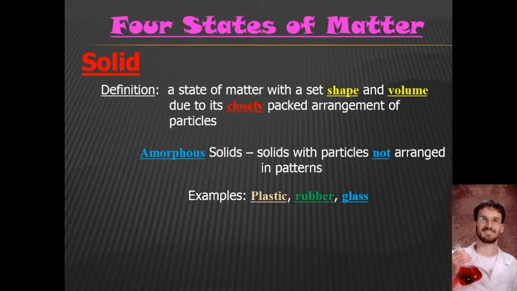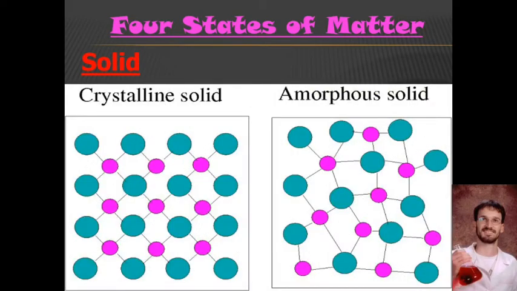So in this example, amorphous means solids without a good structure. And these are going to be things like your plastics, your glass, and your rubber. So crystalline solids have nice repeating patterns. Amorphous solids, far less regimented.